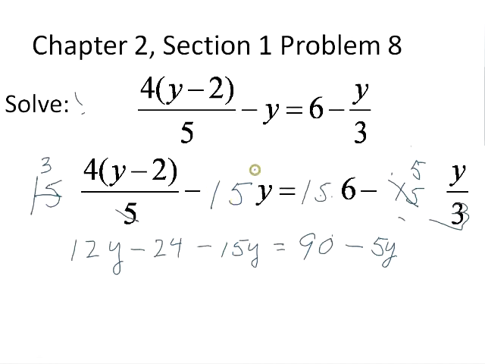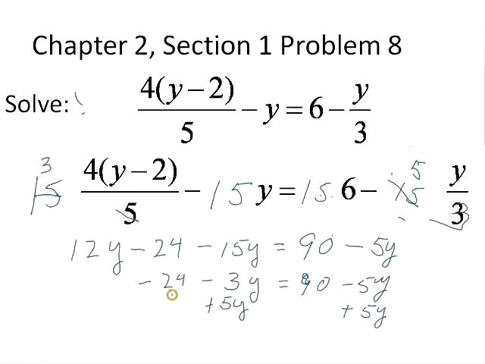To simplify this now, I am going to take the 12y and the negative 15y and combine those. And so I'm going to have here negative 24, and this will be minus 3y is equal to 90 minus the 5y. To solve this, we want to get our y terms all on one side, so I'm going to undo or add 5y to both sides. Doing the same thing on this side of the equal sign, we're going to add 5y here.